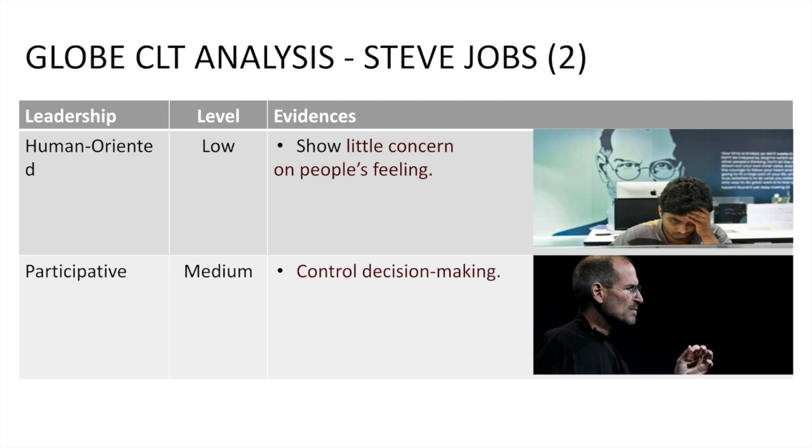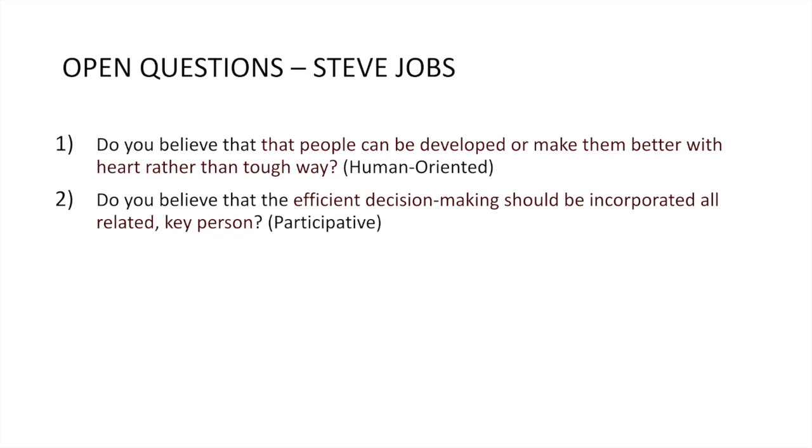If our group had the chance to ask questions to Steve Jobs, since he got a quite low and medium rating in the human-oriented and participative dimensions, we would like to ask him questions. First, do you believe that people can be developed or become better with caring? Second, do you believe that efficient decision making should involve all key persons? So this is all about Jobs.